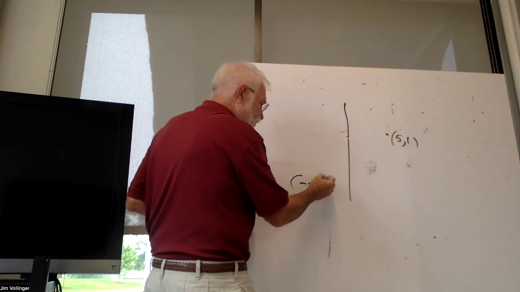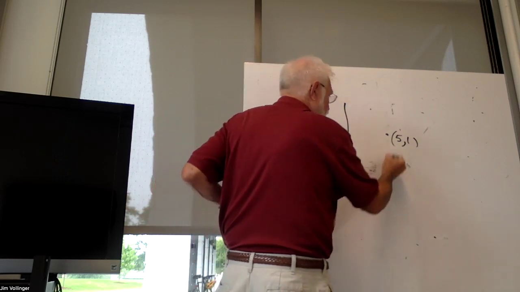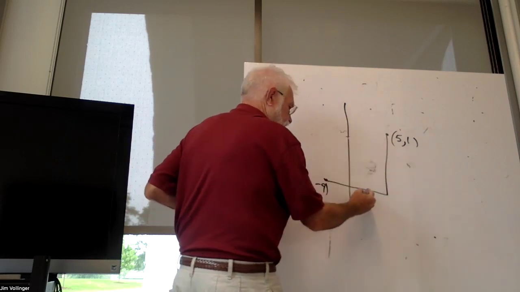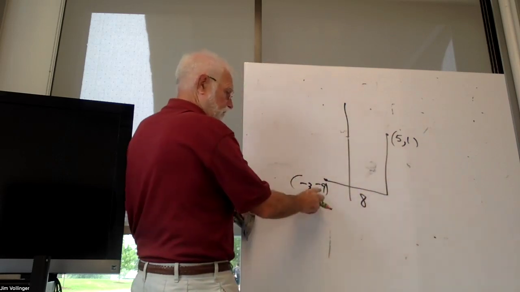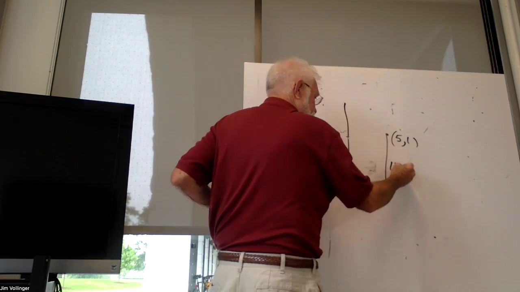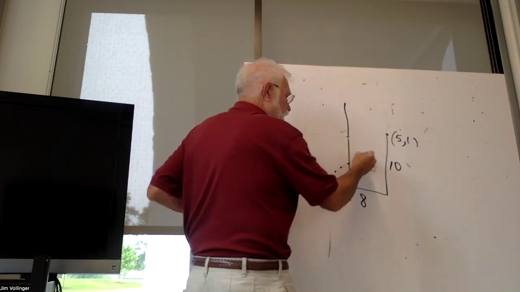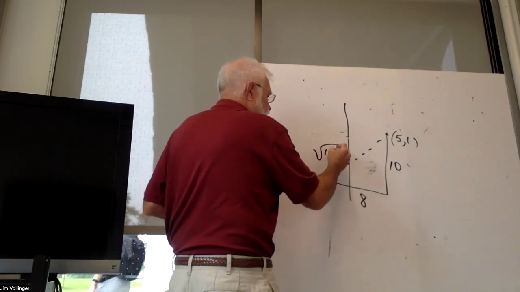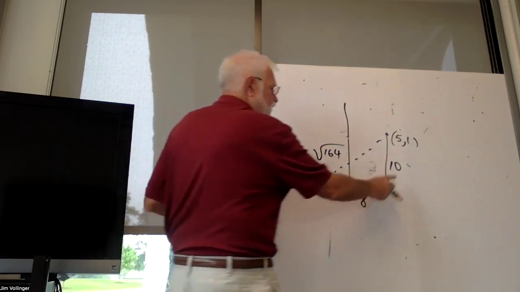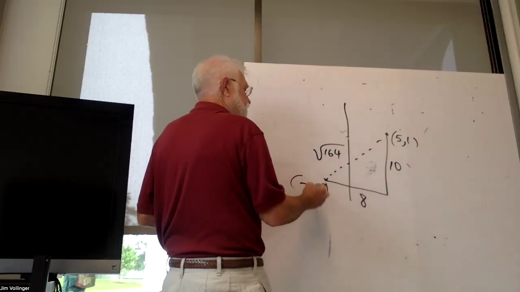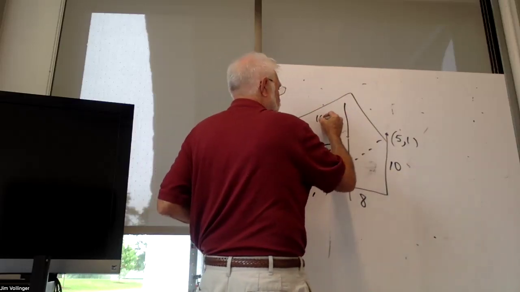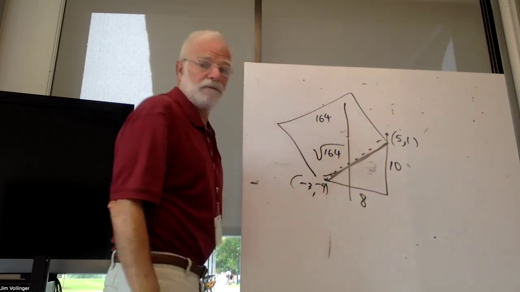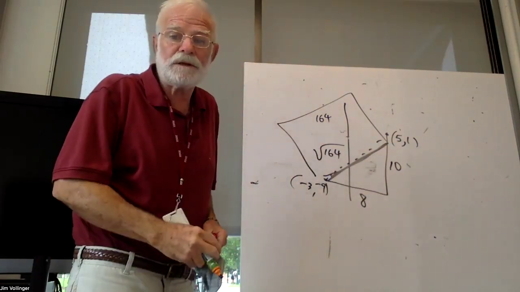But is there anything preventing me from drawing a right triangle? And how far is it from -3 to 5? 8 units. -9 to 1? 10 units. Do I think I can find the distance of that dotted line? I think it's the square root of 64 plus 100, right? So that's 164 units of area. And this is a square root. I guess I can find the distance between 2 points easily.